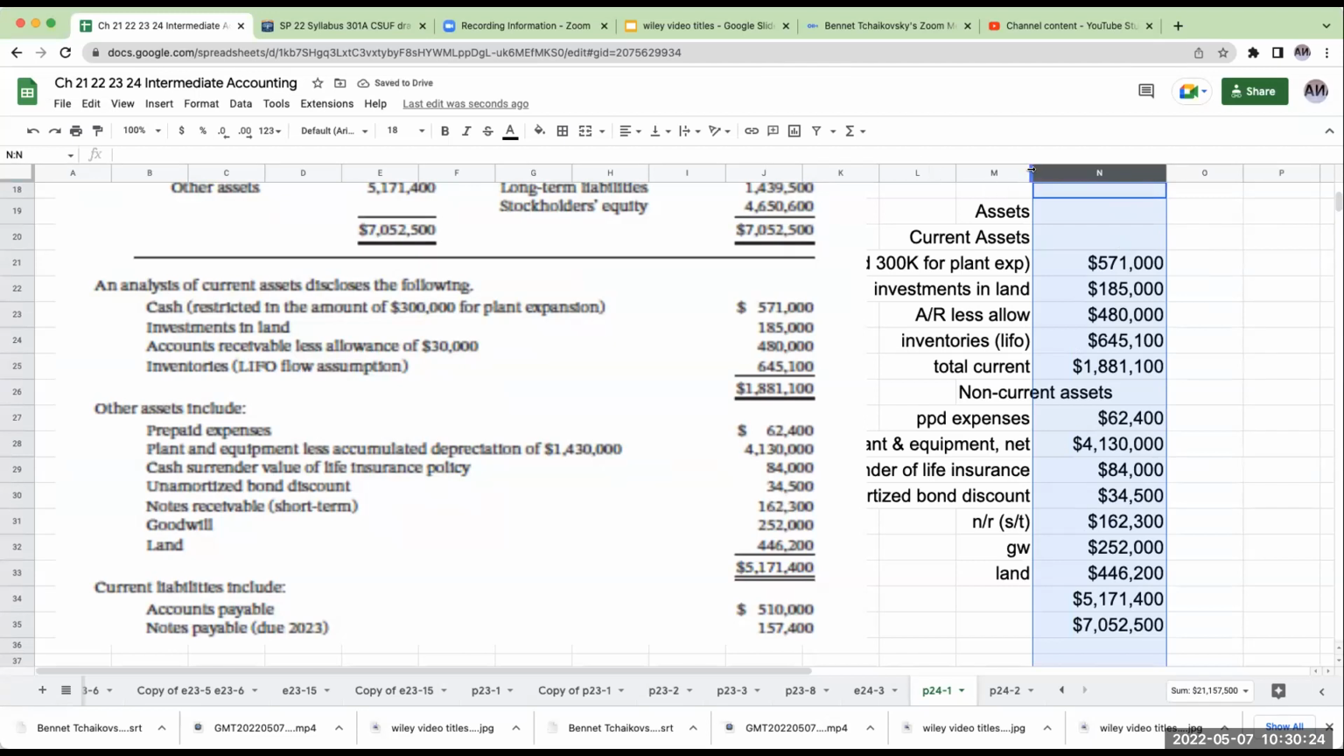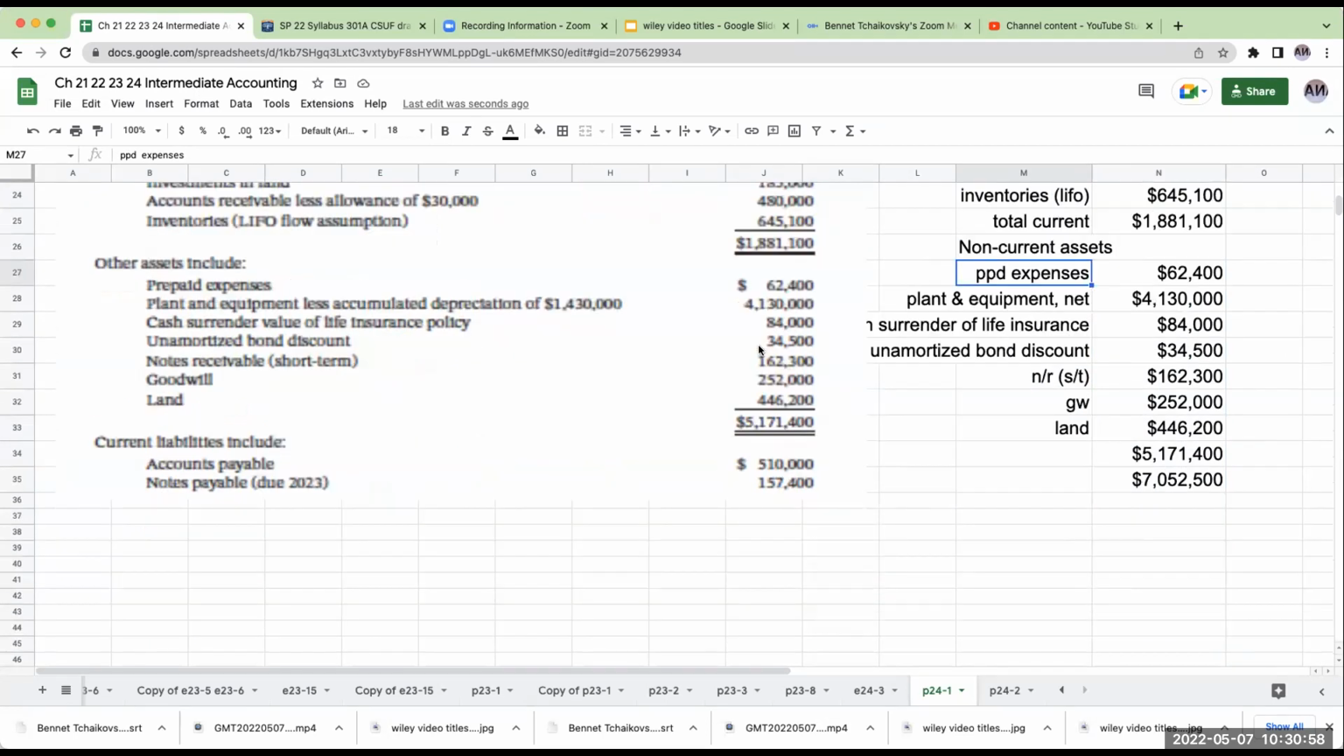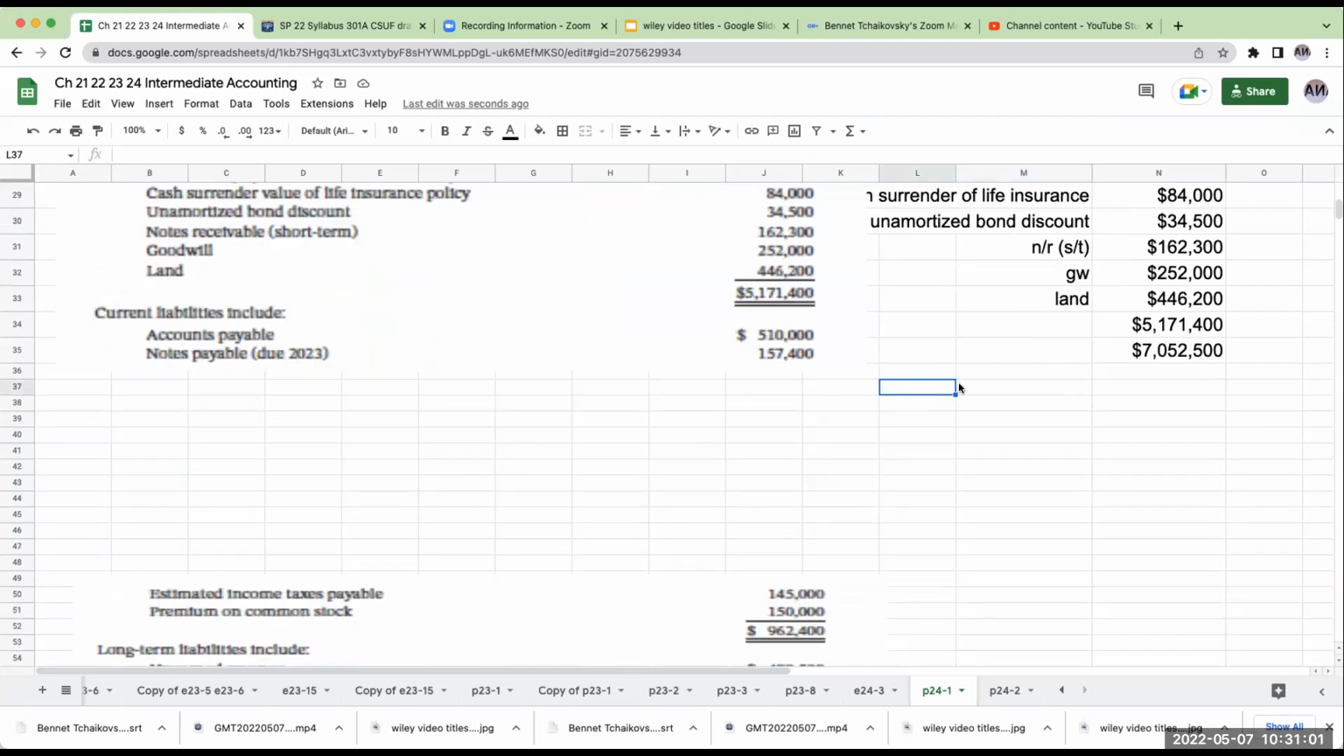As I'm typing this out, I'm already seeing errors. Unamortized bond discount is going to be a contra-liability account. It is not an asset. Notes receivable short term is going to have to be reclassified as a current asset because it is short term. Prepaid expenses should also more than likely be current unless they're non-current in nature, but generally most prepaid expenses are current. Investments in land really should be non-current. But let's go through and take a look.